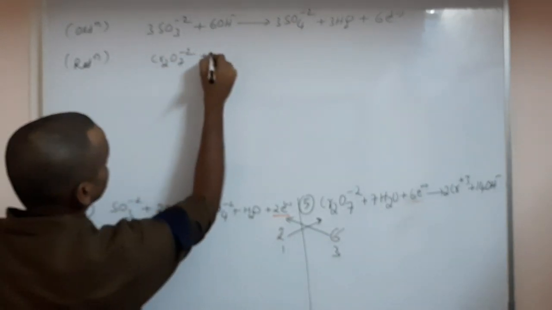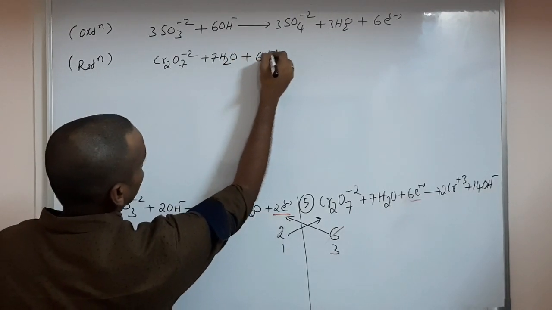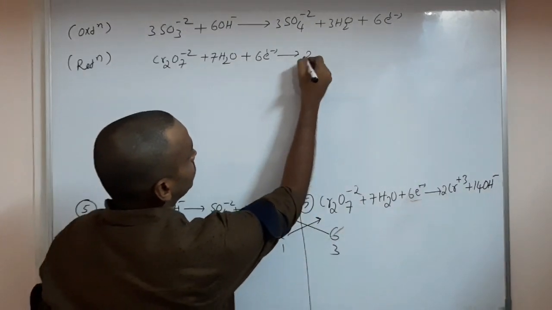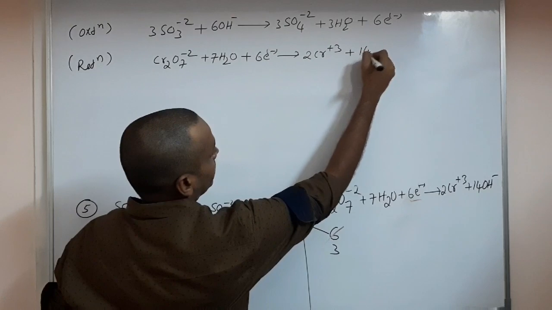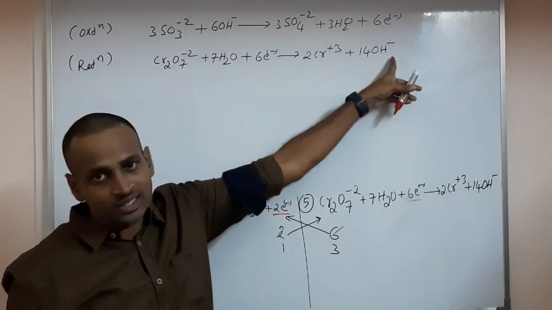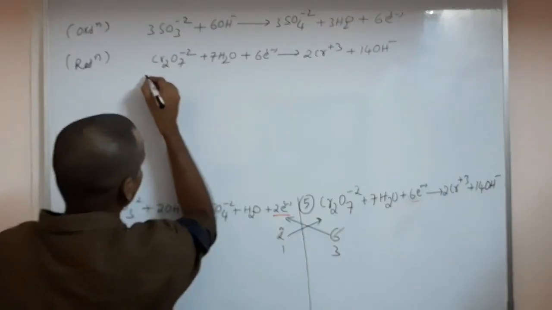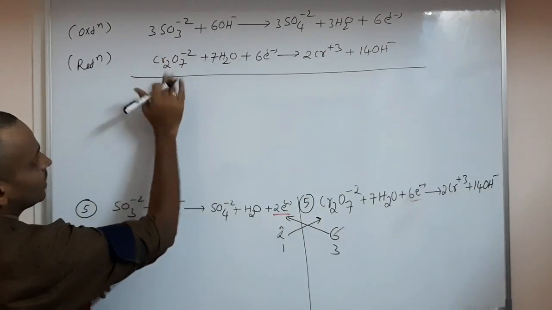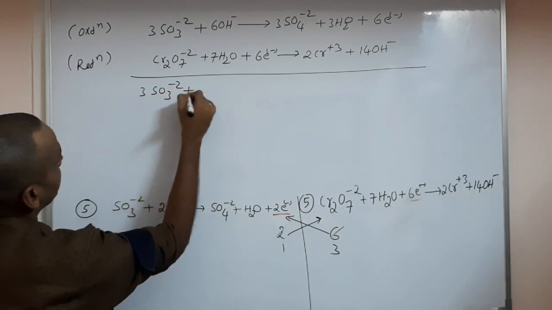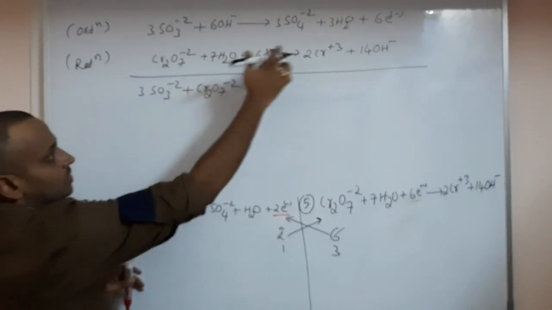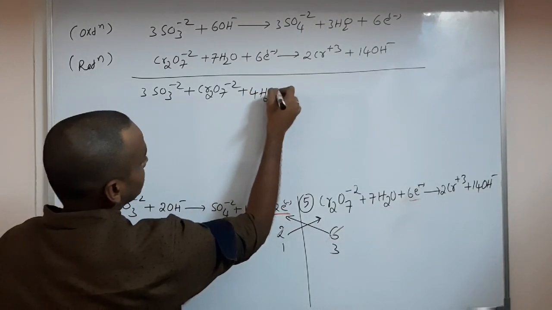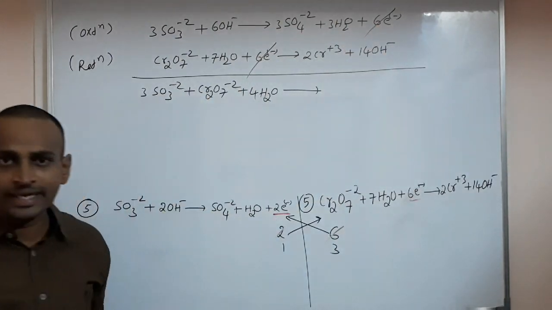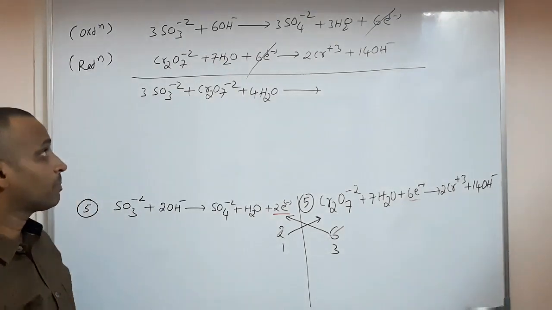Cr2O7 minus 2 plus 7H2O plus 6 electrons gives rise to 2 Cr plus 3 and plus 14 OH minus ions. 14 OH minus, not 140. So now cross multiplication: anything that is the same on opposite sides, you have to subtract. This SO3 is only 1, so I can write 3 SO3 minus 2 plus Cr2O7 minus 2 plus water molecules. If you see 7 water molecules and 3 water molecules, so 4 water molecules on the reactant side. Electrons will cancel on opposite sides.